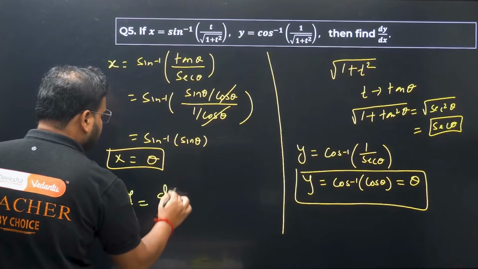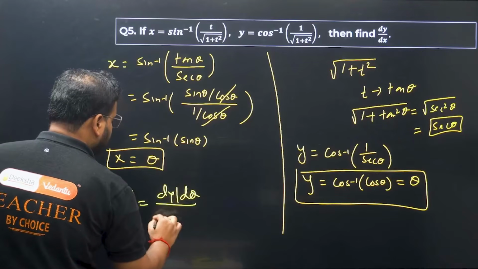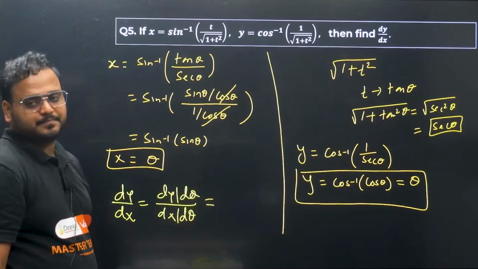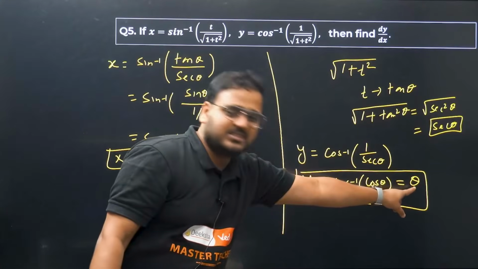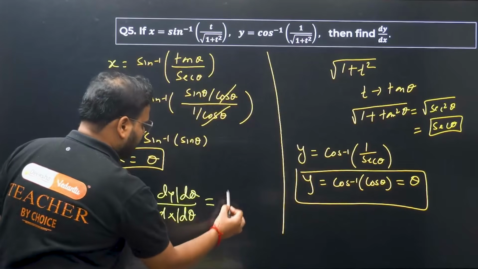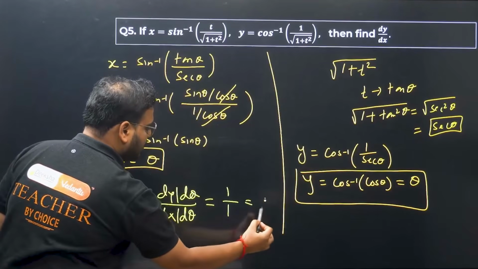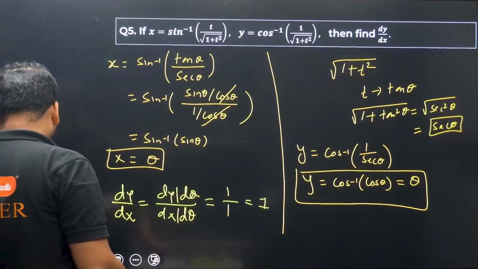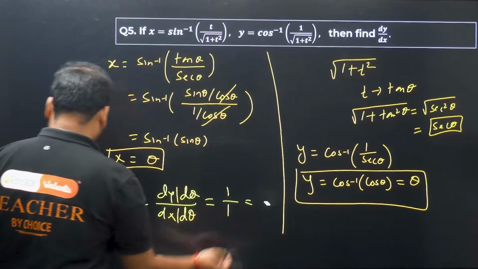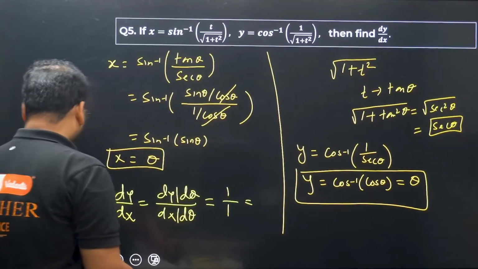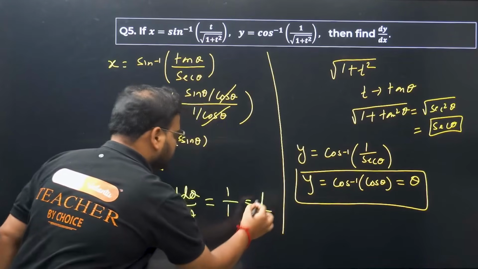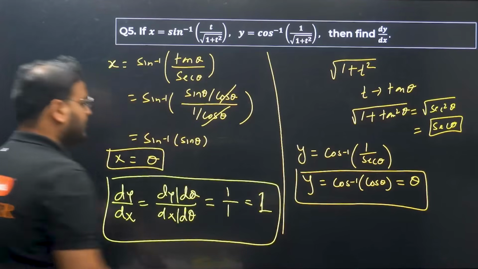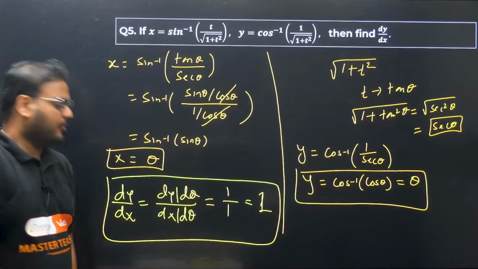The answer is dy by d theta upon dx by d theta. The derivative of theta with respect to theta is 1. Y is theta, so 1 upon 1, the answer is simply 1. Please check. The answer is simply 1. Question is over.